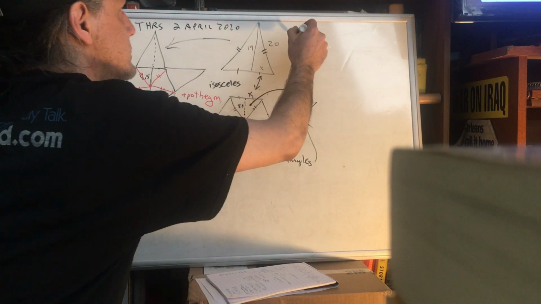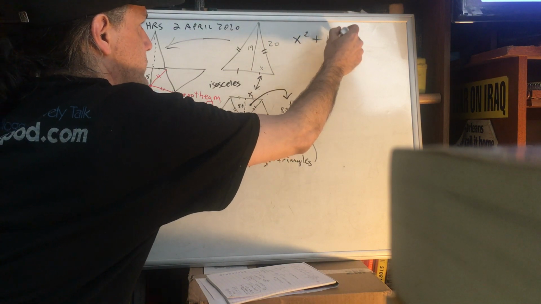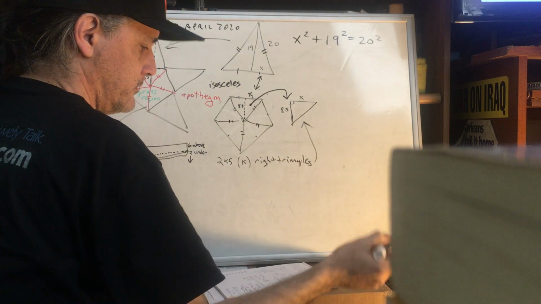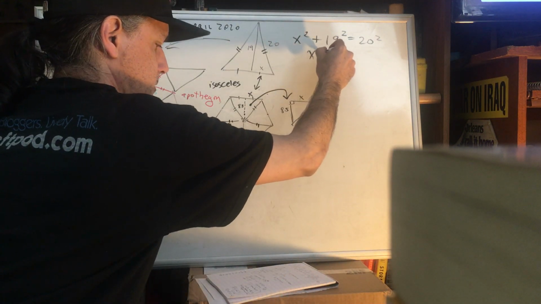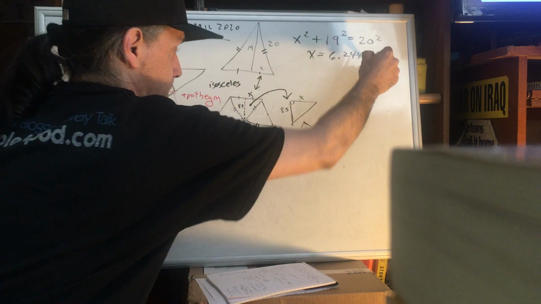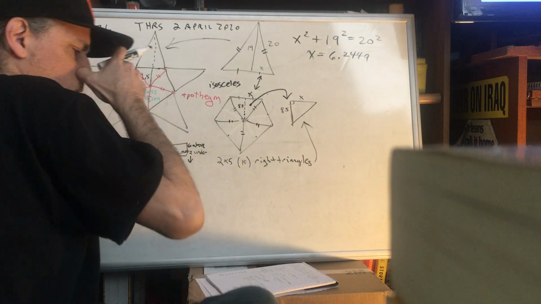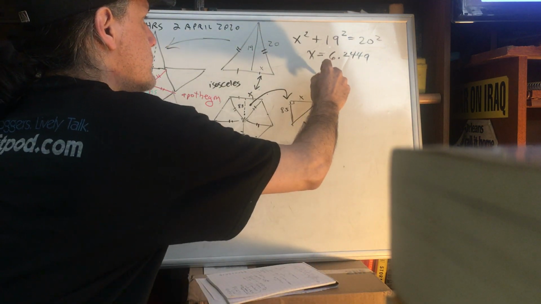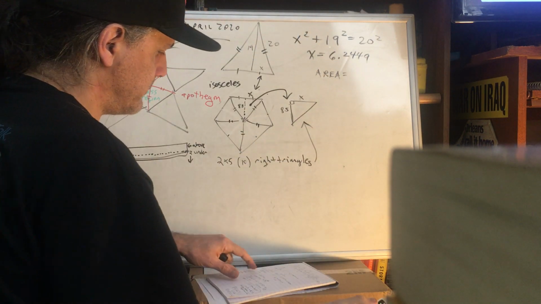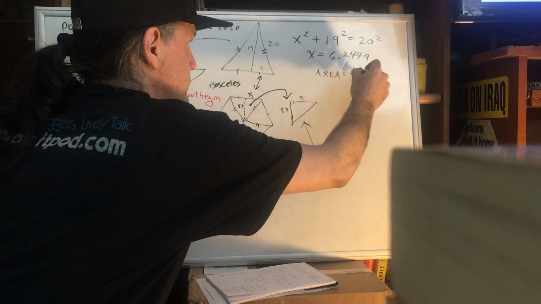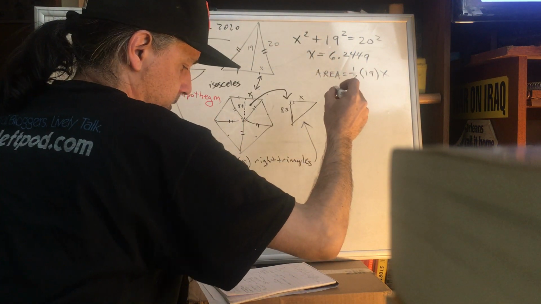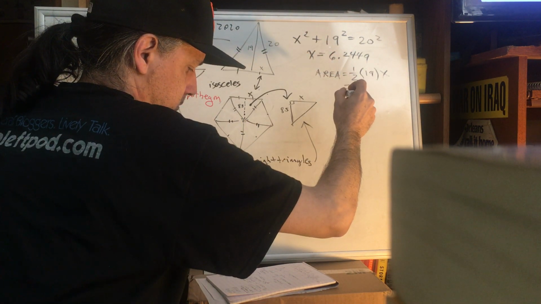To get x, you would solve this problem, which, again, I did earlier. So x is 6.2449. Now we can get the area, which would be 1/2 base times height. So 1/2 times 19 times x, which I got as 59.3748.